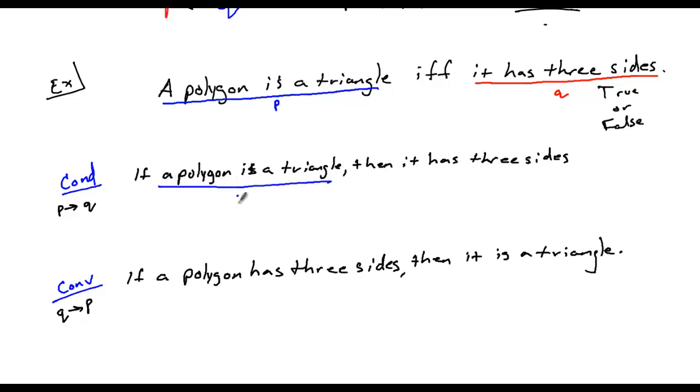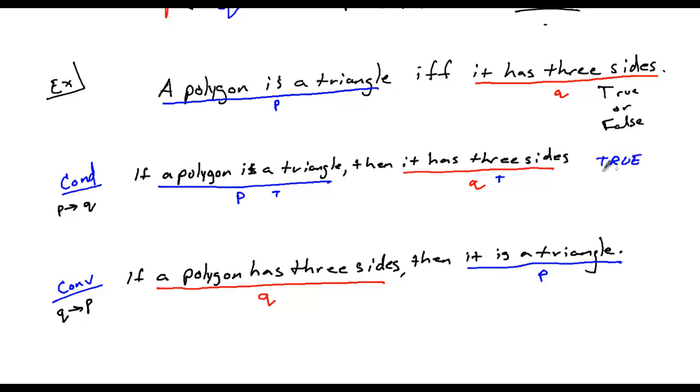So now we're going to take a look at our statement. So if a polygon is a triangle, and over here we have is a triangle. That's our P's. Our Q's are the part about the 3 sides. Alright. So, conditional statement. If a polygon is a triangle, well, hopefully you know that a polygon is a closed figure with all straight sides. So, if you have a closed figure with all straight sides, it's a triangle. That's very true, right? Then, it has 3 sides. Is that also true? So this is a true conditional.